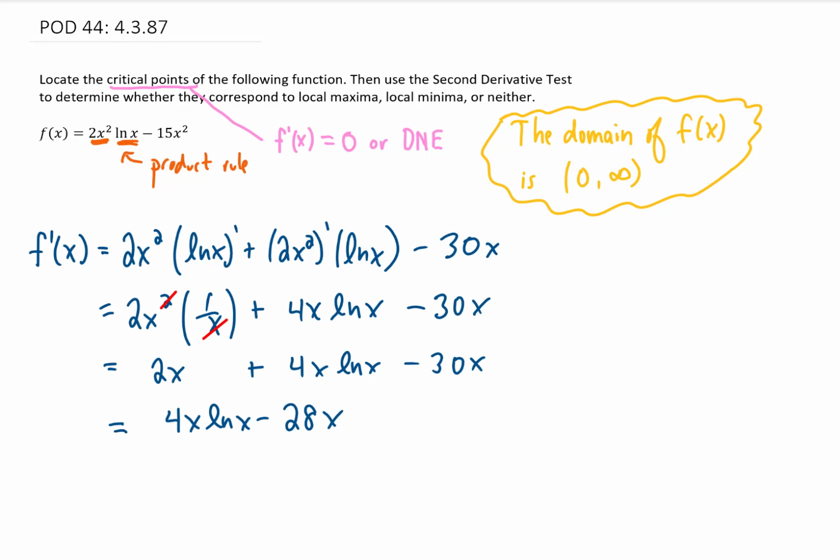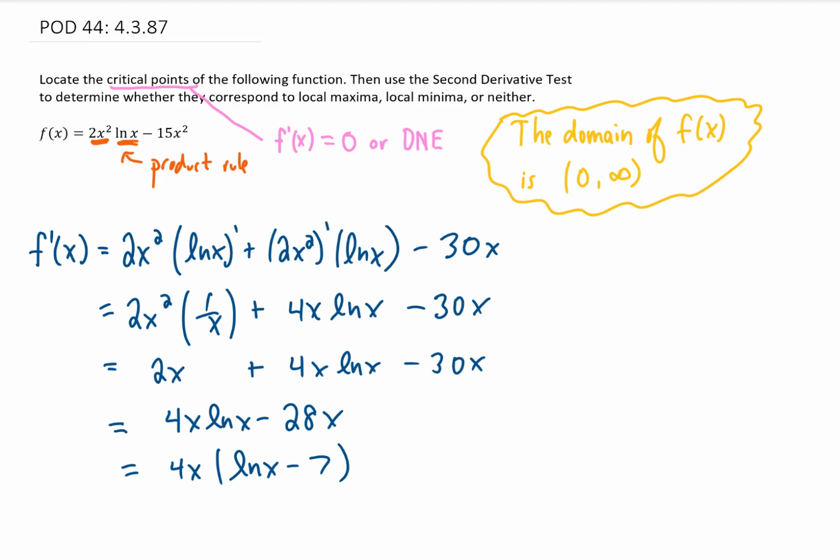Now we're going to be setting this first derivative equal to 0, so it's helpful if we can factor. So I'm going to take a factor of 4 and a factor of x out of each one of these two terms. And we have to ask the question, where does this first derivative not exist? And also, where is this first derivative equal to 0? Well, first of all, this first derivative does not exist at x equals 0 or for negative x values. However, recall that our domain is 0 to infinity. So we're not interested in critical points at x equals 0.